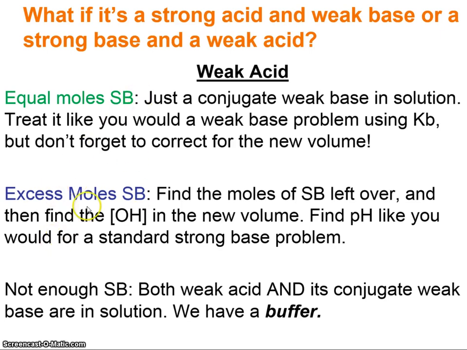I could have excess moles of the strong base added. Well, if I've got excess moles of strong base, I've gone past my neutralization point. I just have extra OH minuses. Right? I still have some of my conjugate weak base in there, but I've got extra OH minuses. I'm just going to find the concentration of OH minus in the new volume and find the pH like you would for a standard strong base problem.